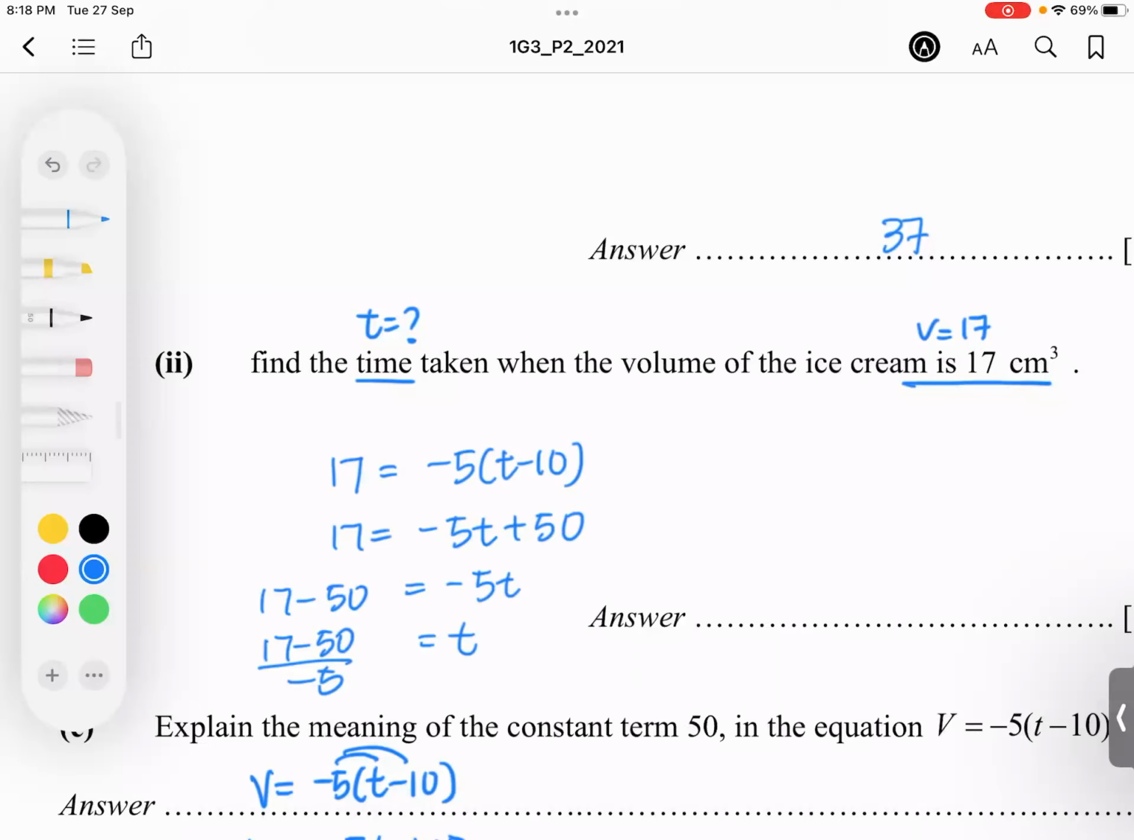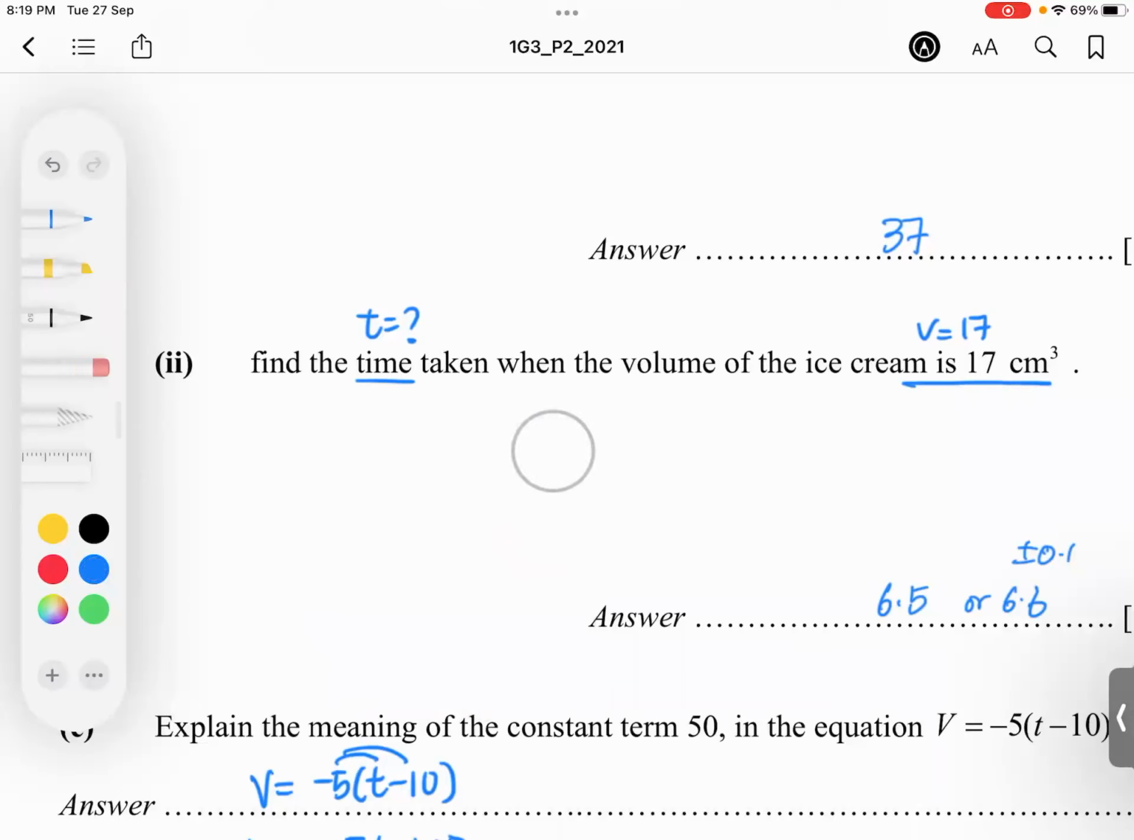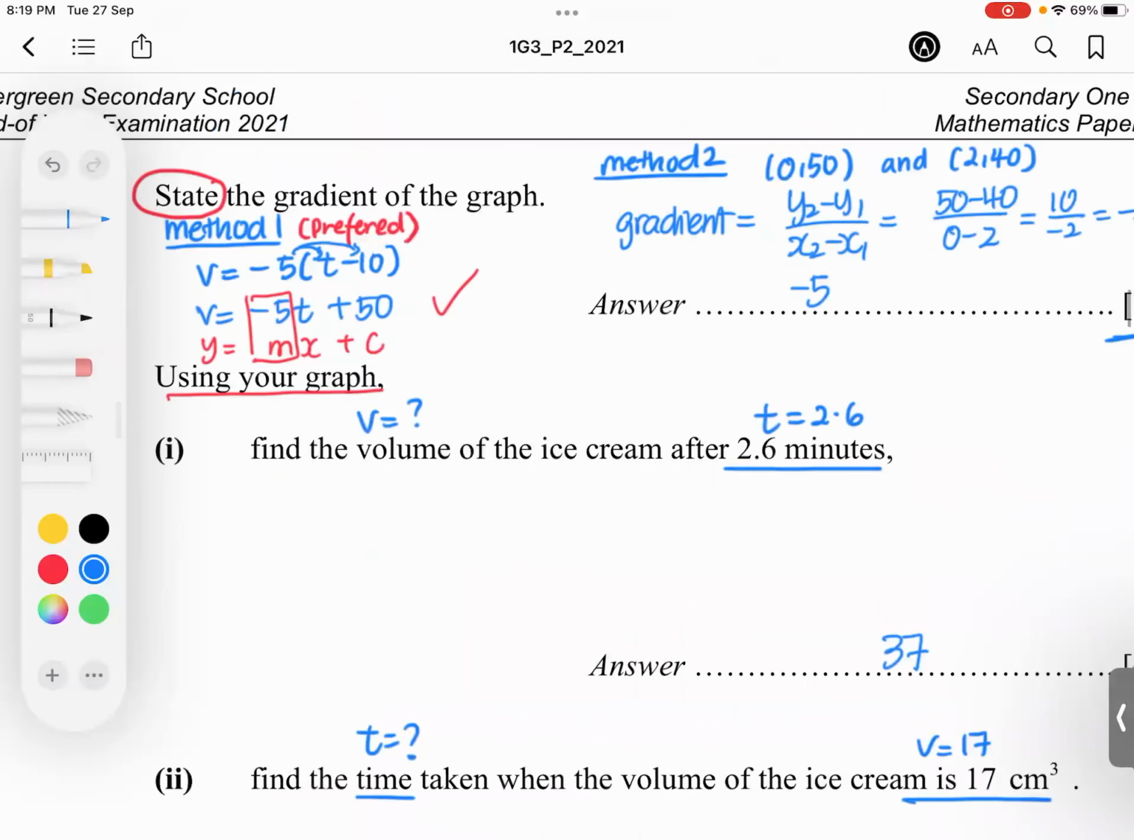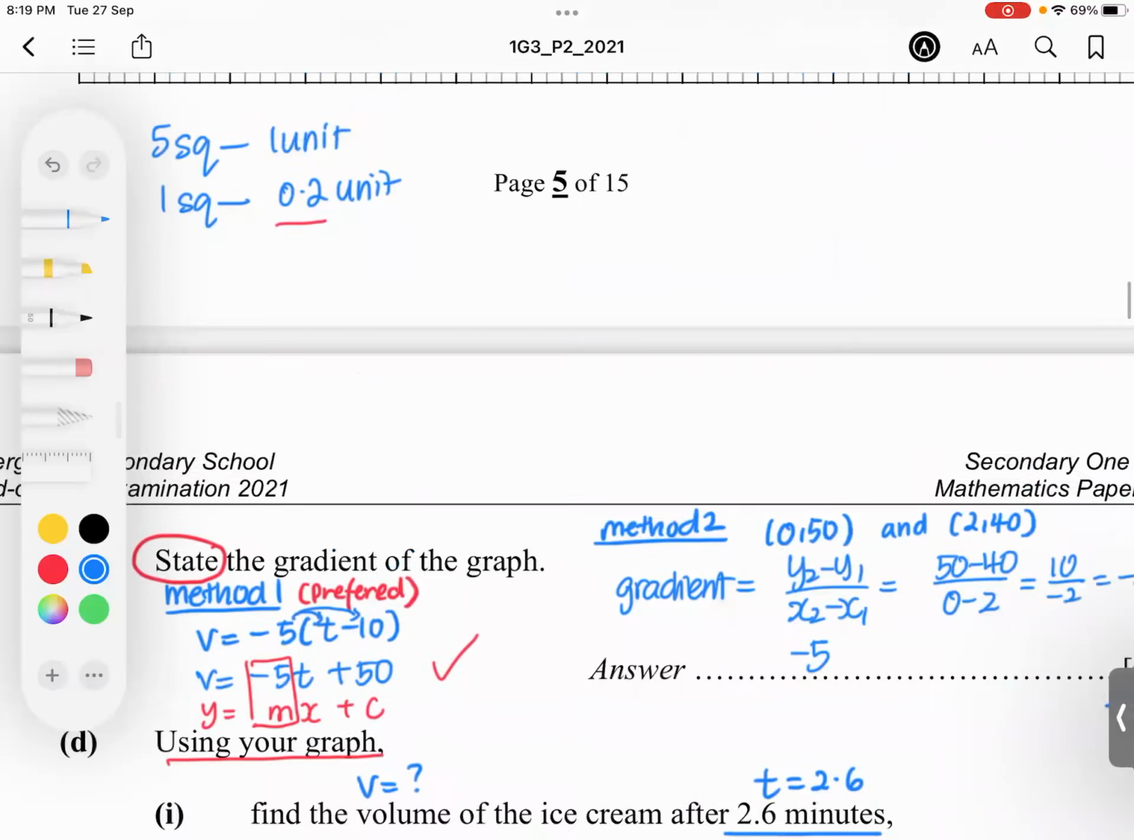My actual answer is 6.6. So I estimated my answer to be about 6.5 or 6.6. Plus or minus 0.1, they might accept. But if the teacher is very stingy and doesn't want to accept a range of answers, they only want one particular answer, let's say 6.6, that means I need to go back and make sure my graph ends at 6.6 instead.